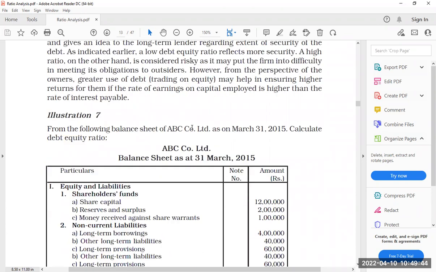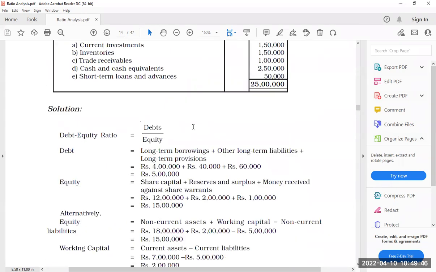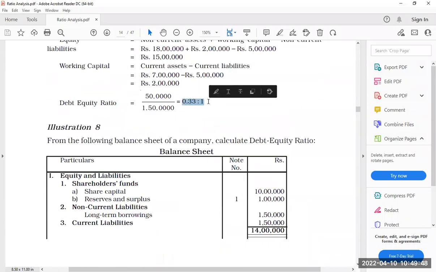2:1. If that is the case, what is your interpretation for this number? This number can be calculated by anybody. Anyone can calculate this number. Something divided by something is equal to that number. But the ability is how to interpret that number. What is the significance of that number?